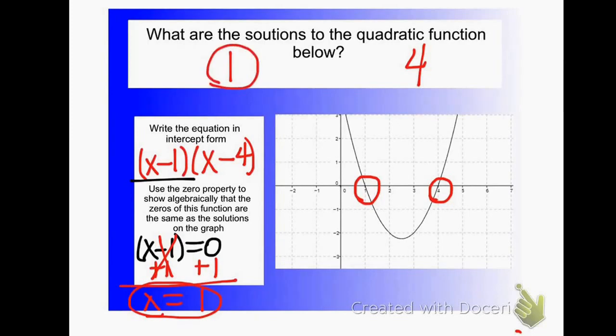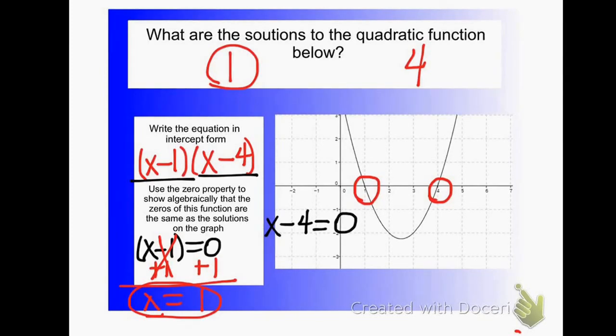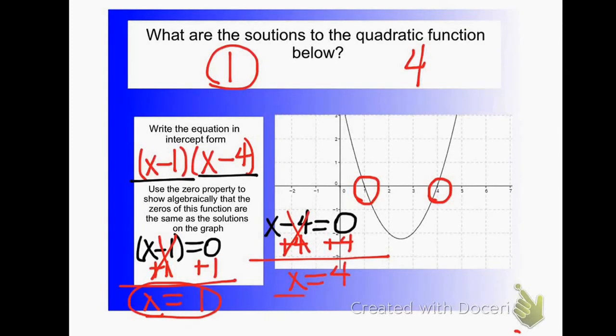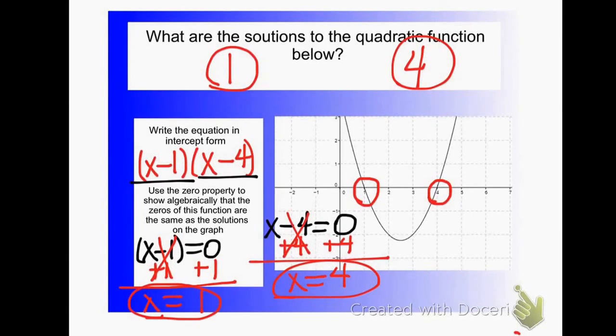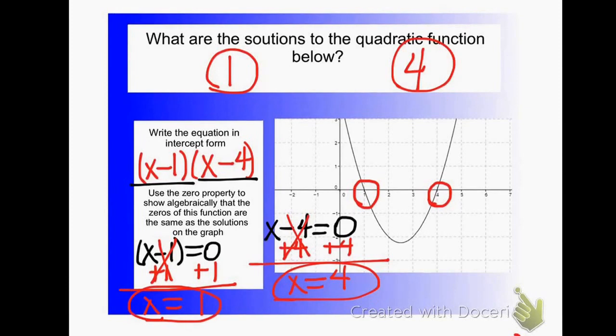Then I want to do the same thing with my second factor. My second factor is x minus 4. So I'm going to write down x minus 4 and find out where that's going to equal 0. So to do that, I need to eliminate the -4. So I'm going to add 4 because that's the opposite of -4. Notice it eliminates on the left. So that leaves me x equals 0 plus 4, which is 4. So I've shown algebraically that my solutions are the same as the x-intercepts on the graph.